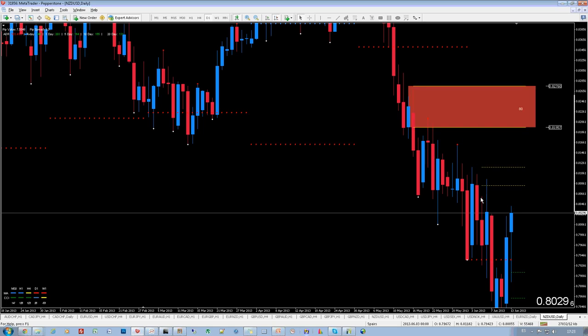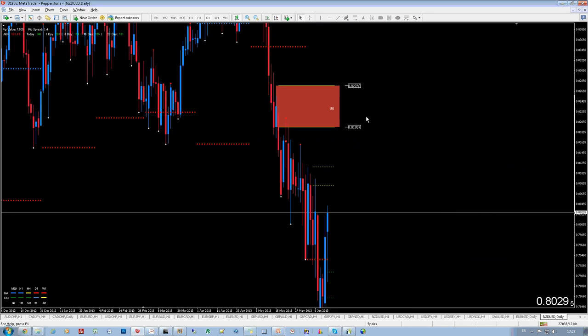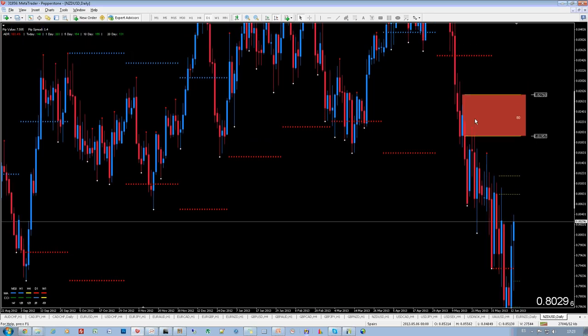Okay? This is not a good area of supply. It's too much trading in the area. I would wait to go short. I would wait around here. So do we have any level over here? Yes or not? Let's see.